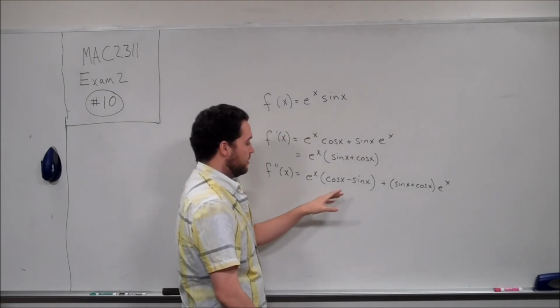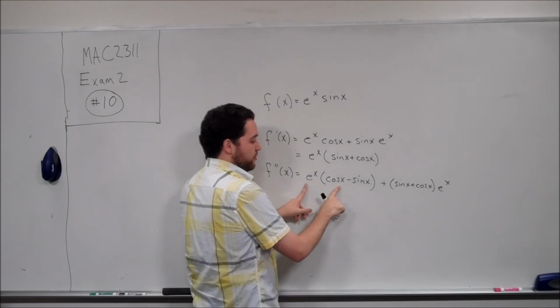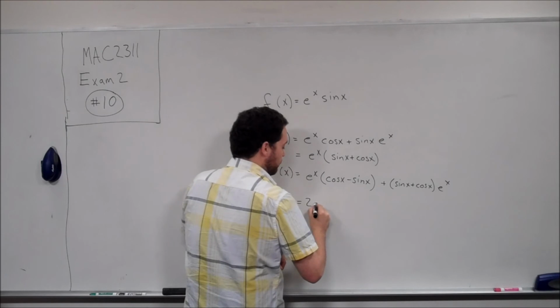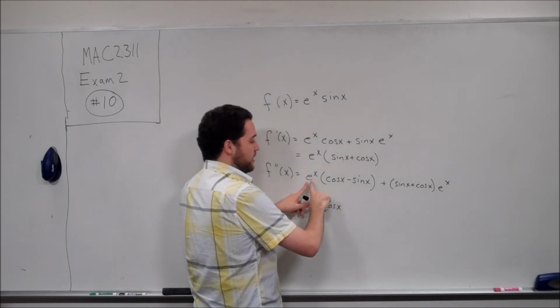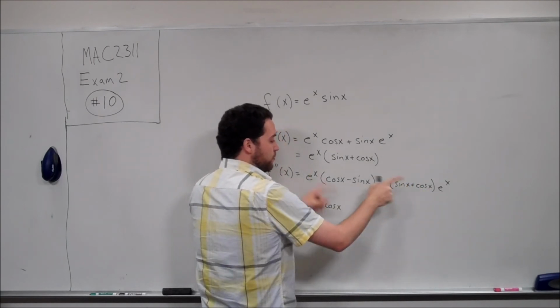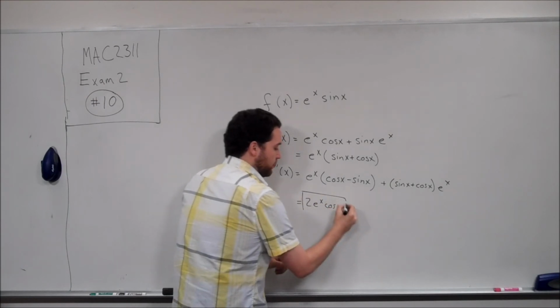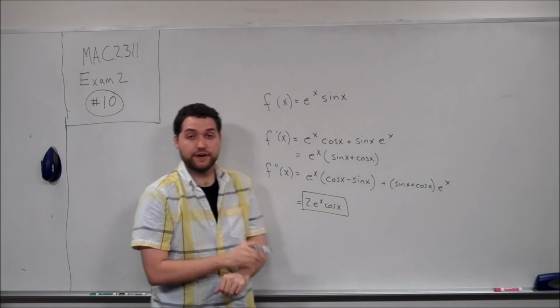And then we can see that some cancellation will happen. Because you can see that e to the x times cosine, and you have an e to the x times cosine, so those add. So you get 2 e to the x cosine x. But then here you get the e to the x times negative sine, and you have e to the x times positive sine. So then those are going to cancel each other out. So there'll be no sines. So your second derivative should just be 2 times e to the x times cosine x. And that's your final solution.